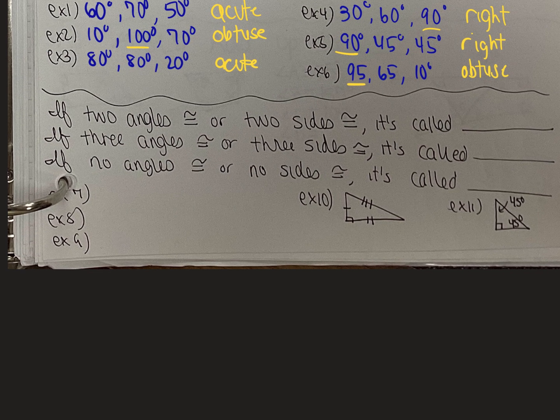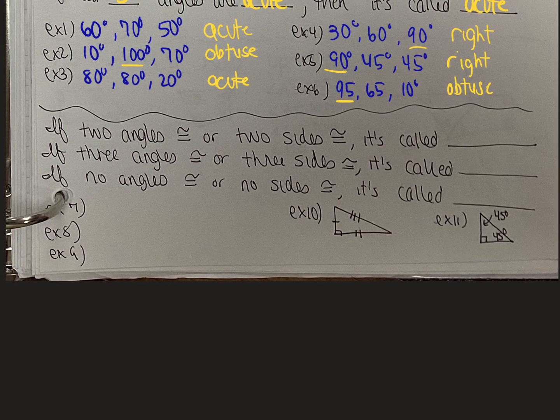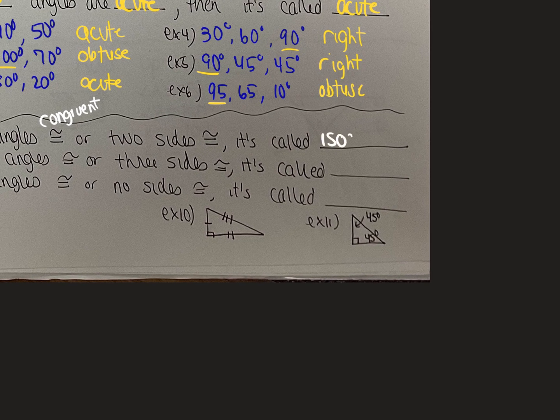All right, last category, we're going to give them names, but this time based on the sides. If two angles are congruent, congruent meant the same, or two sides are congruent, the key here is two. If I have two angles congruent or two sides congruent, it's isosceles. Two means isosceles. And there's two E's in isosceles. There's three S's, but that's not going to help us. But I'm trying to think of a way to help you remember isosceles has two.